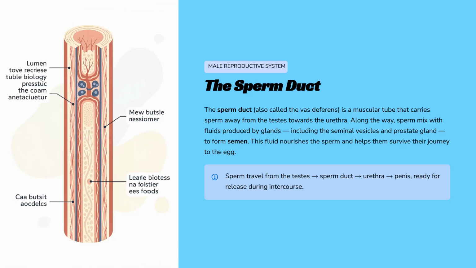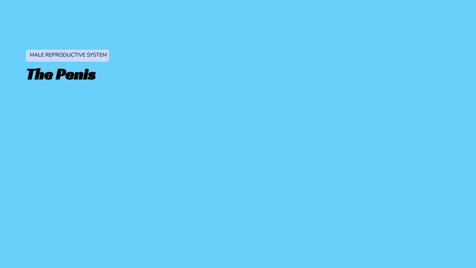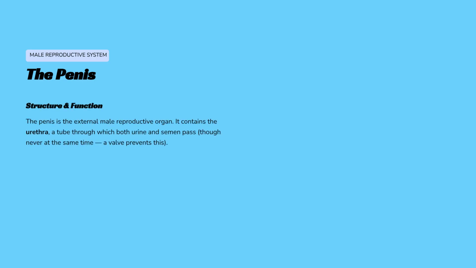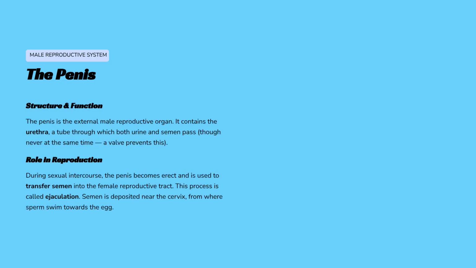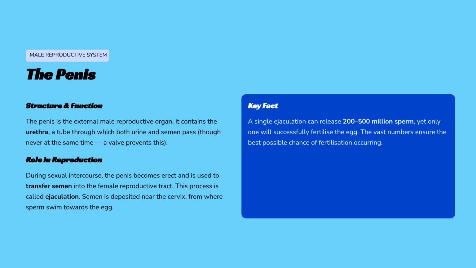The sperm duct, or vas deferens, transports sperm from the testes toward the urethra. During this journey, sperm mix with various glandular fluids to form semen, which nourishes the sperm and aids their survival as they travel toward the egg. The penis is the male external reproductive organ containing the urethra. During sexual intercourse, it facilitates the transfer of semen into the female reproductive tract through ejaculation. A single ejaculation can release hundreds of millions of sperm.